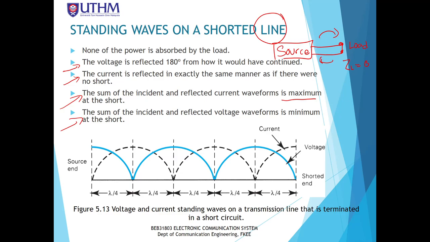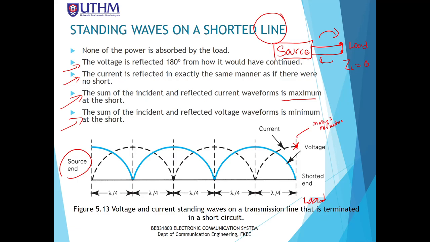Okay, so now we want to see from the graph. So the blue color is the voltage. The dotted line here is the current. So you see that here, this is at the load side, and on the left is the source side. So the current is maximum at the load side. Okay. So this current is actually the sum of incident and reflected current.